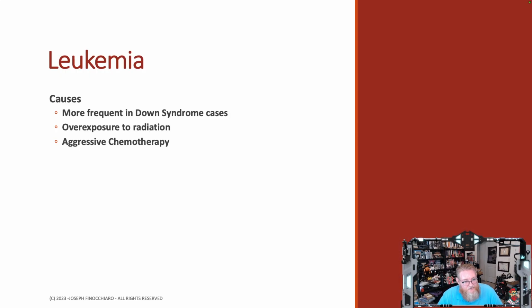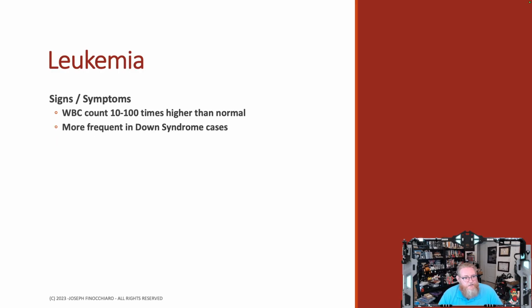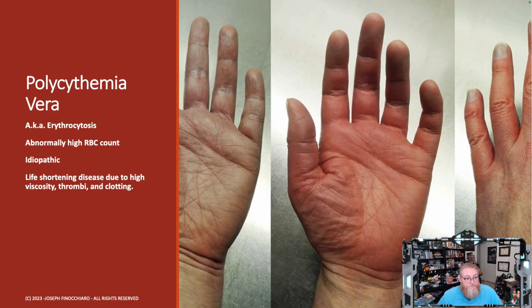Causes of leukemia, well, they're found most commonly in Down syndrome cases, overexposure to radiation, as well as aggressive chemotherapy. Signs and symptoms of leukemia include a white blood cell count 10 to 100 times higher than normal, and again, more frequent in Down syndrome cases.